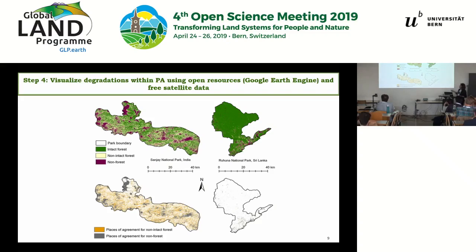So what you are seeing here, this is SNP from India, this is RNP from Sri Lanka. This is the Sentinel-2, the most accurate method that generated these classified maps, where green is intact forest and this brownish pink is the non-forest area. But what we wanted to focus on here is how these different data method combinations agree with each other. So all these orange colors, these are places of agreement for non-intact forest. So if the decision makers are utilizing a combination of data methods and identifying there are some areas that are constantly coming up as the areas of degradation, they probably should focus there.